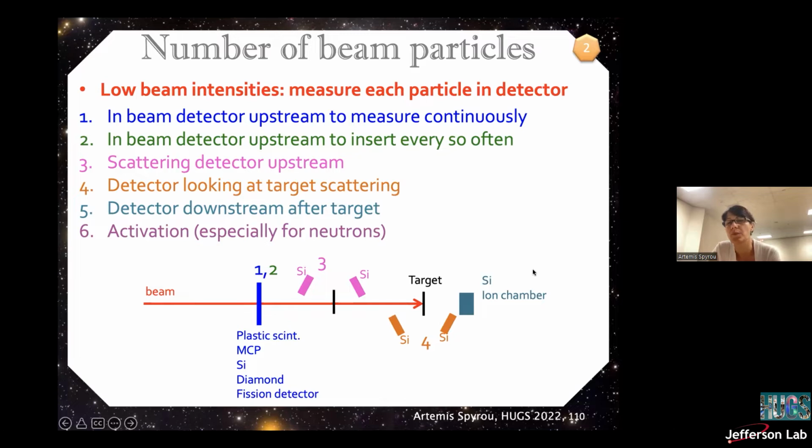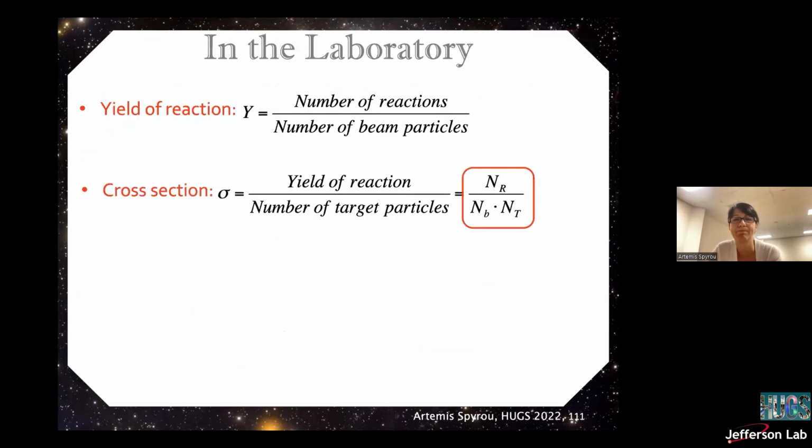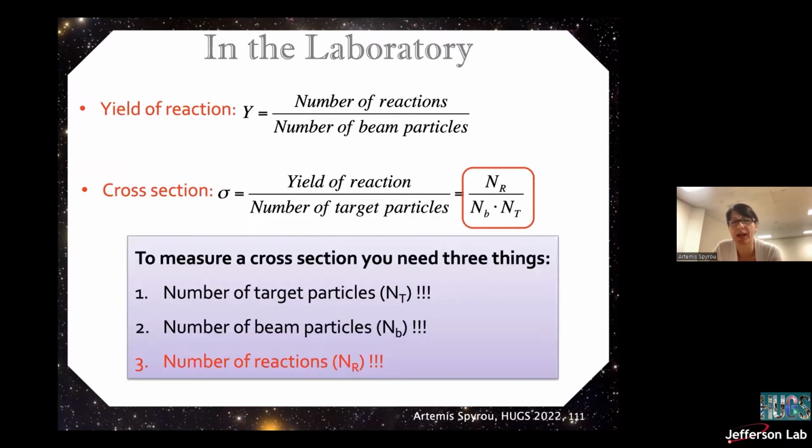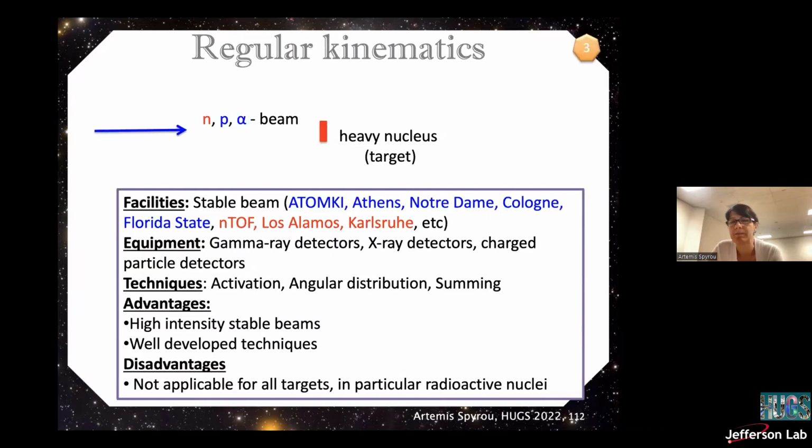So many options here. I'm just giving you a little flavor of the options, and depending on the experiment, we can design the most appropriate setup. Most of the effort in these experiments goes to measuring the yield of your reaction, so the number of reactions that are coming out. Depending on the type of experiment, regular kinematics or inverse kinematics, there are different techniques one can use to measure how many reactions actually happened.